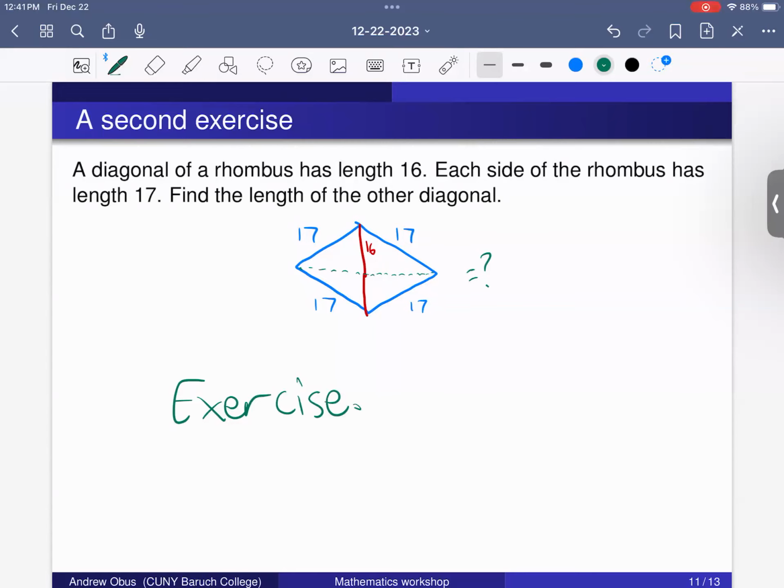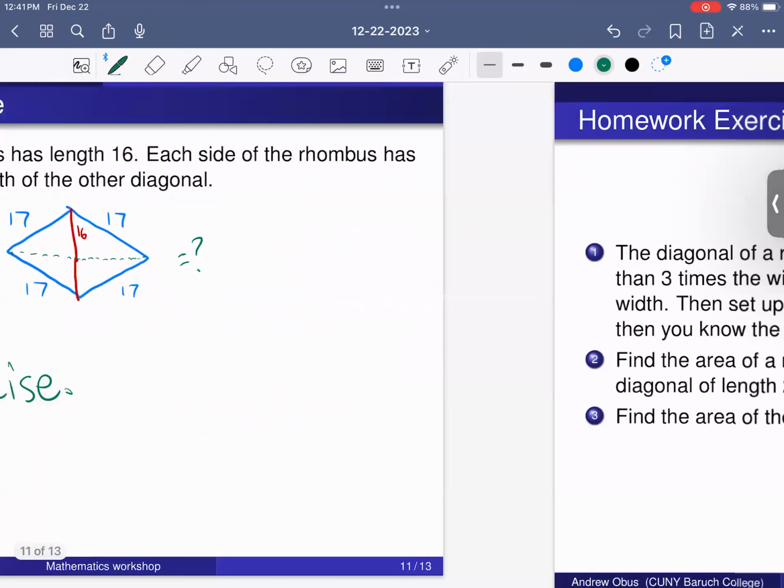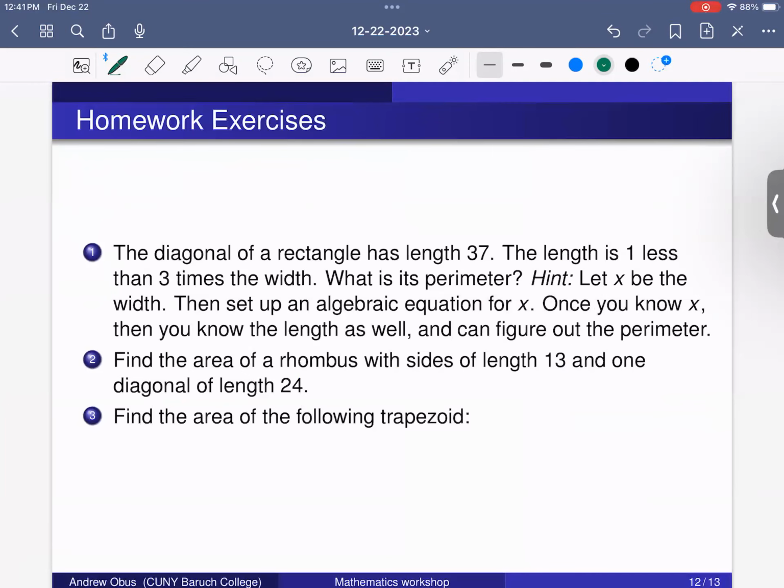And then there's going to be a bunch of quadrilateral exercises because you've got 2 weeks, right? You need something to do during Christmas and New Year's, right? So here are our exercises. The first one is the diagonal of a rectangle has length 37, and the length is 1 less than 3 times the width. What is its perimeter? And the hint is, if you let x be the width, then you can set up an algebraic equation for x. And once you know x, then you know the length as well, and then you can figure out the perimeter.